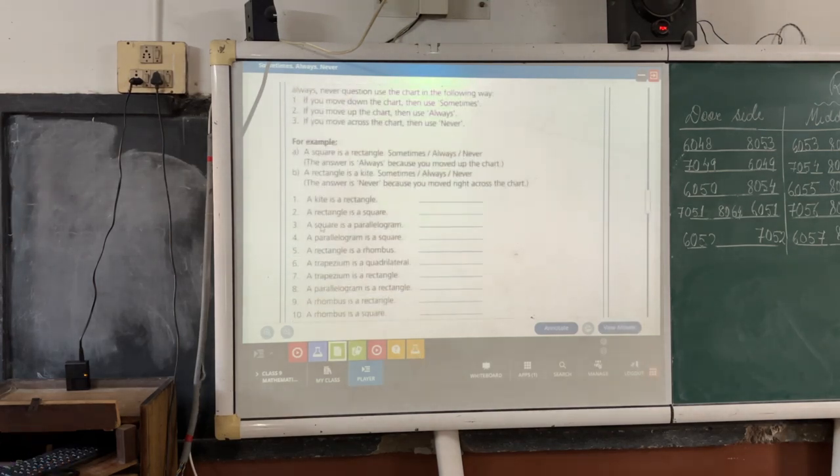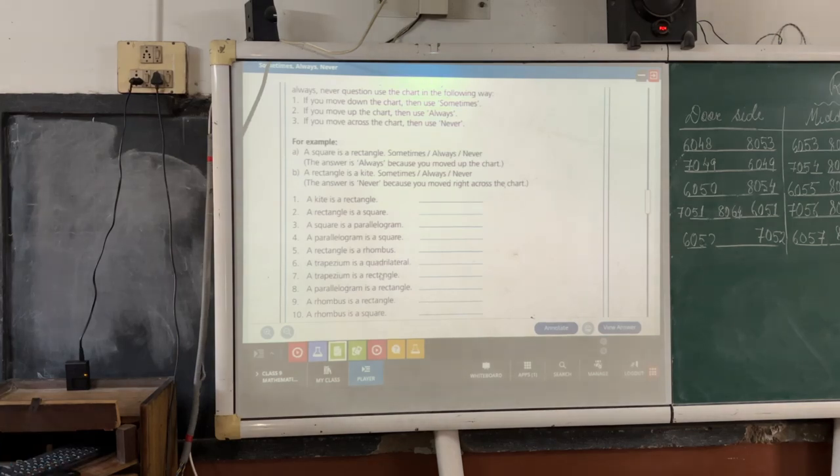A square is a parallelogram. I am moving up the chart. That means I will use the word always. A parallelogram is a square. I am moving below the chart. If I am moving down the chart, then we will use the word sometimes.